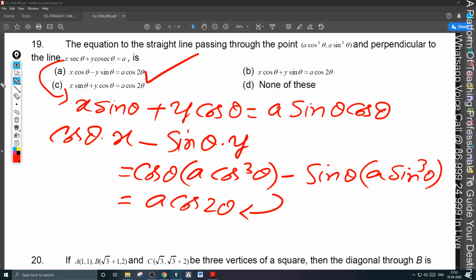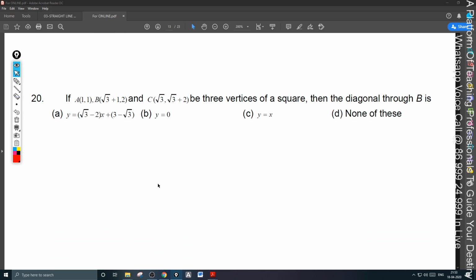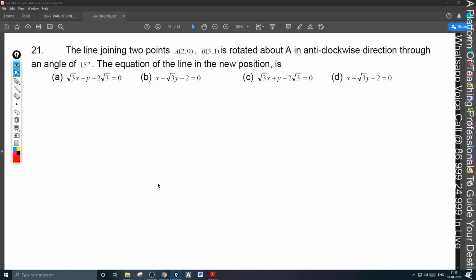Okay. Next. Going to the next question. It is a simple question only, but it is given in root terms. That's the only difficulty here. Simplification, please.